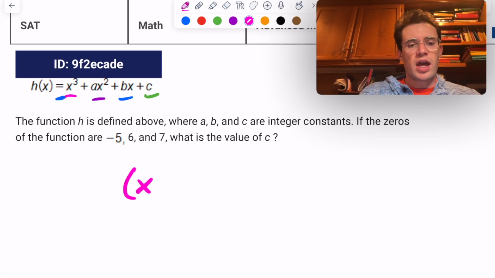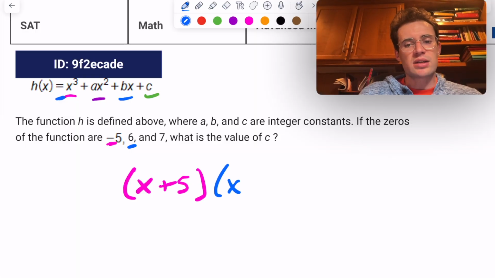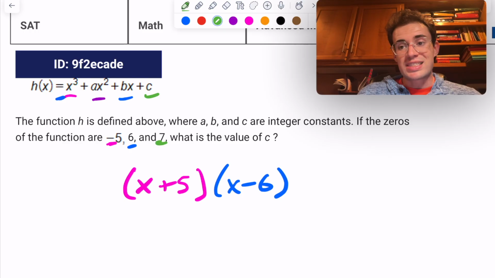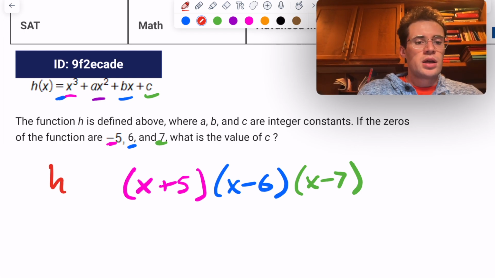So we just have x, and then when would x equals -5 give you 0? When it's x plus 5. When would x equals 6 give you 0? When it's x minus 6. And when would x equals 7 give you 0? When it's x minus 7. Right, so we could write it out like this. This is all we're doing here. h of x equals this.